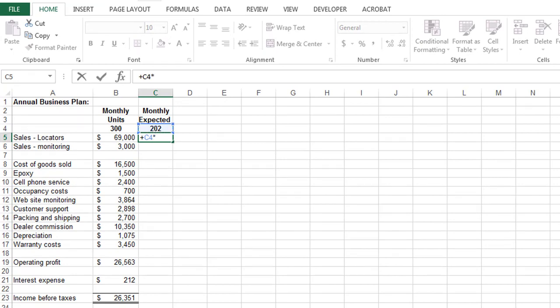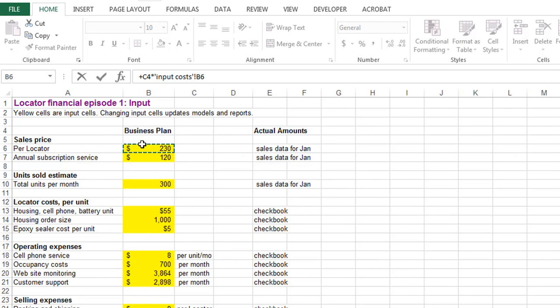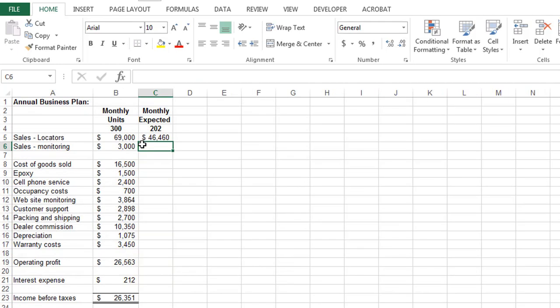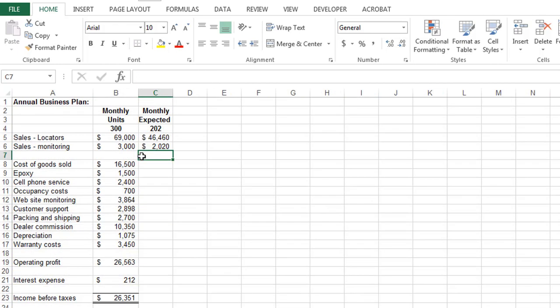So the sales price of the hardware is $230. The monthly charge for the monitoring for 202. And since that's the annual subscription fee, we need to divide by the 12.